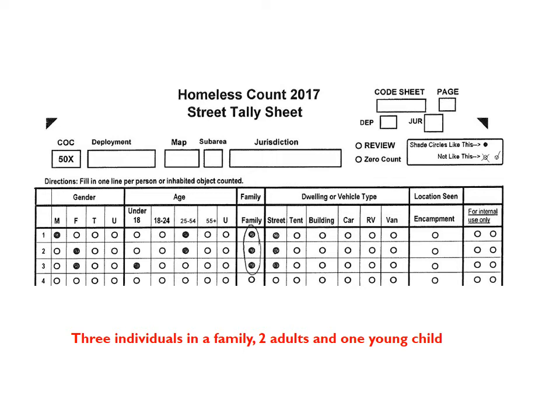You'll see a column that says family. Only fill in those bubbles if you can tell that it's a family, and then you'll fill in the bubble for each line, and then we ask that you draw a circle around them. I don't imagine that you will find many families while out on the street. However, it's important to review this so that if you do, you can appropriately mark that they are a family.